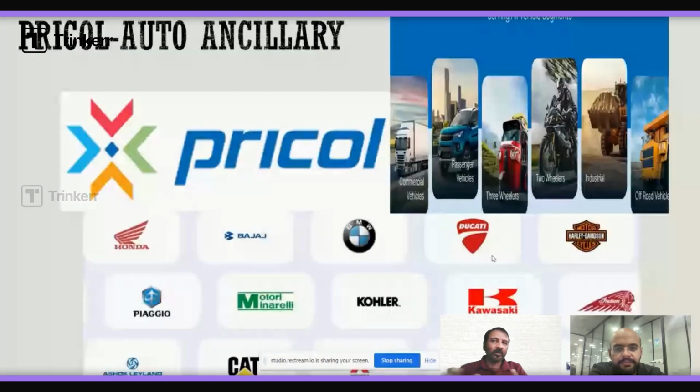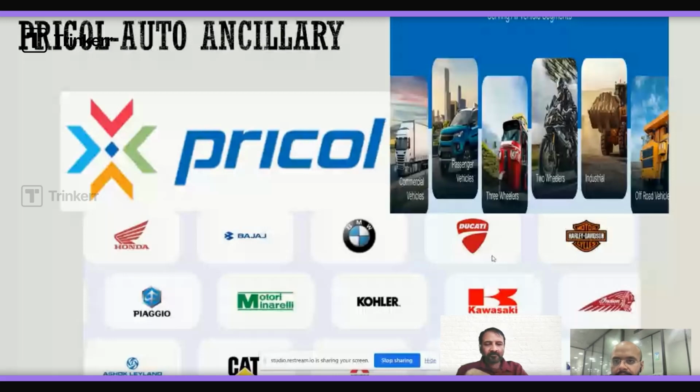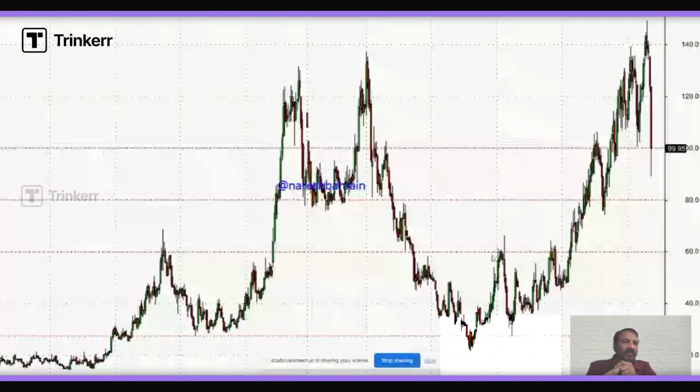Now let us talk about Tricol. As you know, it's an auto ancillary. They have a very good clientele the world over. They have BMW, Ducati, Harley-Davidson, Kawasaki, almost all the brands. So in other parameters also, it's a very good stock. This particular stock, when I see the chart, it's actually all over.